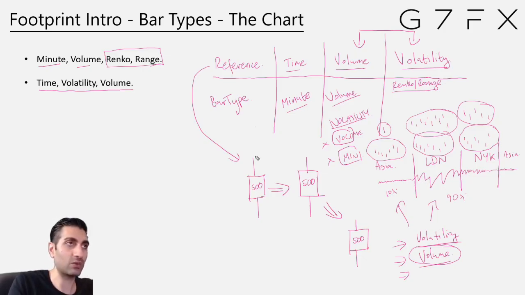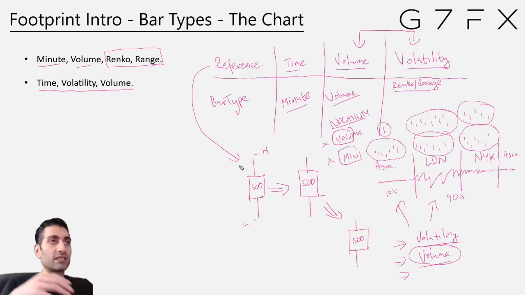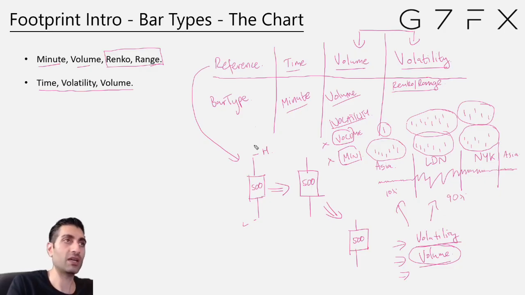Because at the end of the day, what do you have, guys? A high and a low, right? So you've got a low and a high. Now, obviously, these are going to be wider if there's more volatility going on in the market. The problem is this, guys.